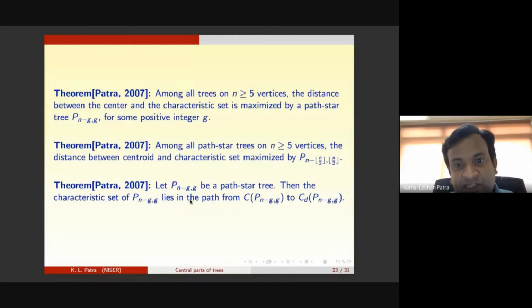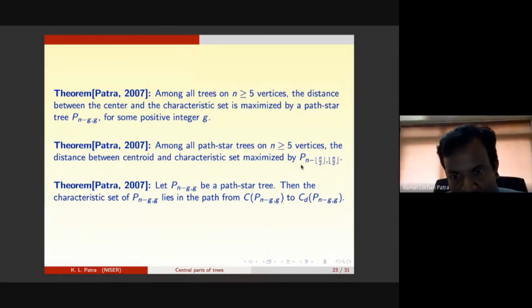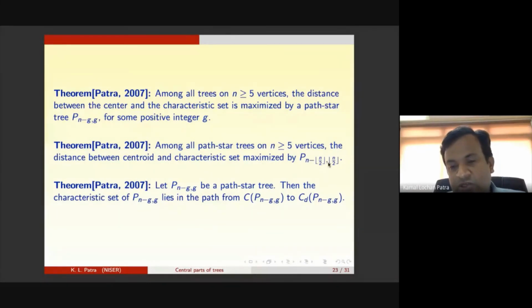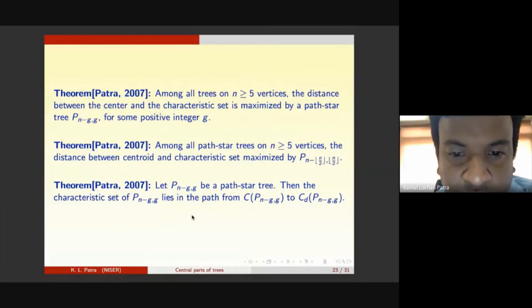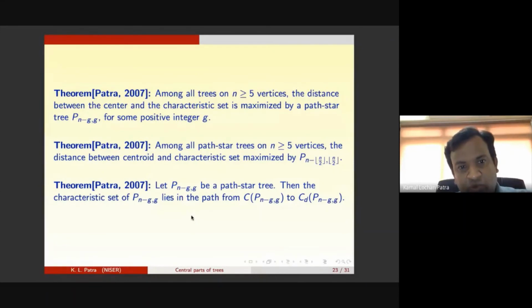but the distance between center and centroid is maximized by the path star tree P_n with n by 2, so g equals n by 2. So we can only give a bound for that. We are not able to find the exact maximum distance.